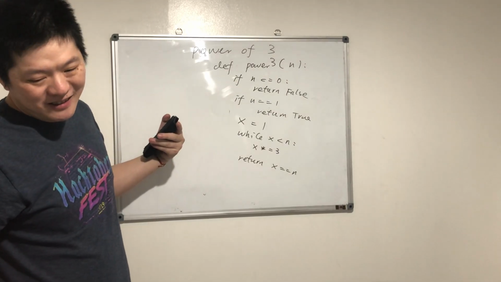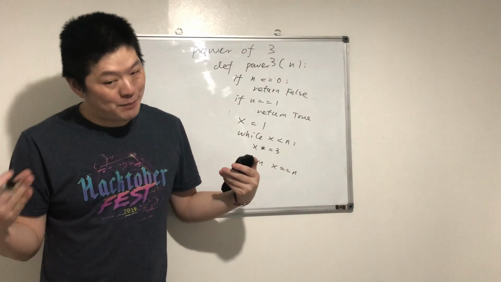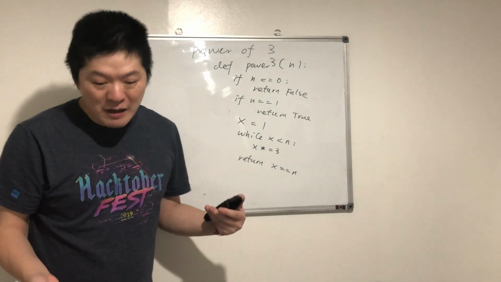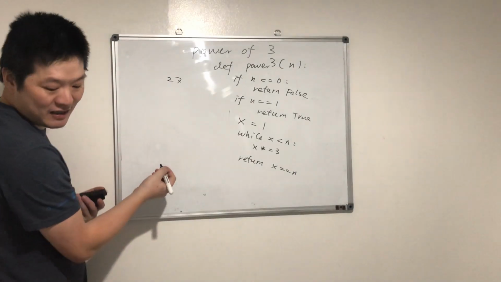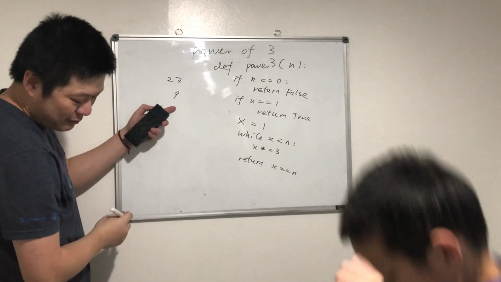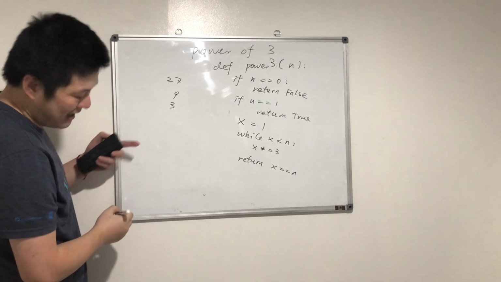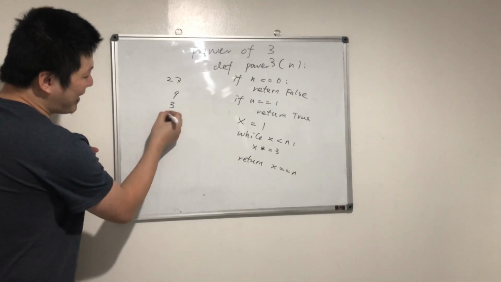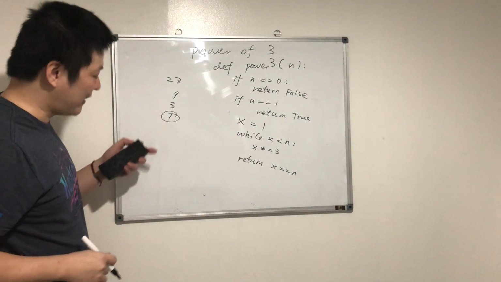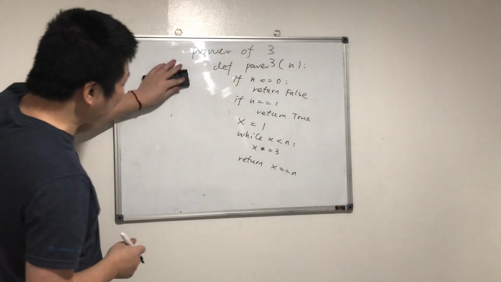This is going up. How about we go down? Start from n, we divide by 3, until it's 1, right? For example, 27. It's multiplied by 3, and I can divide it by 3, that's 9. I divide it by 3, 3. 3 divided by 3, 1. So if it's 1, it's power of 3, right? So this is the same, yeah?